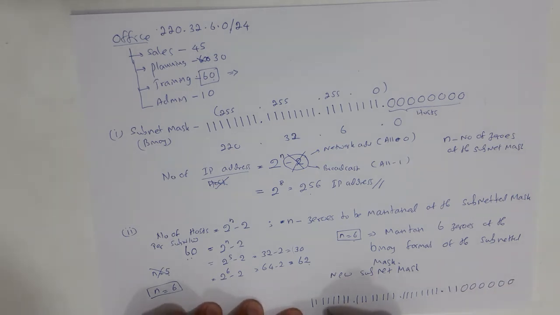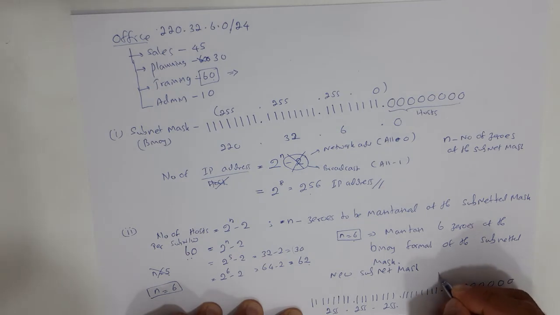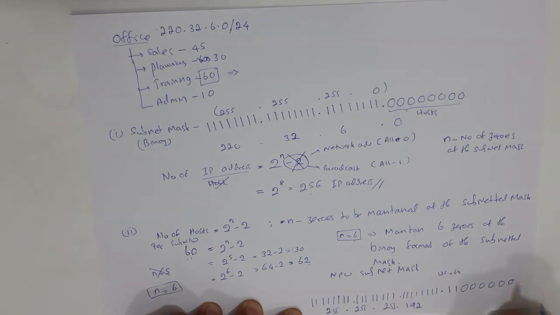What is it in decimal then? 255, 255, 255. These two bits, this bit is 128, this is 64. Adding together will make it as 192. So we found the subnet mask to be used in the subnetted version.